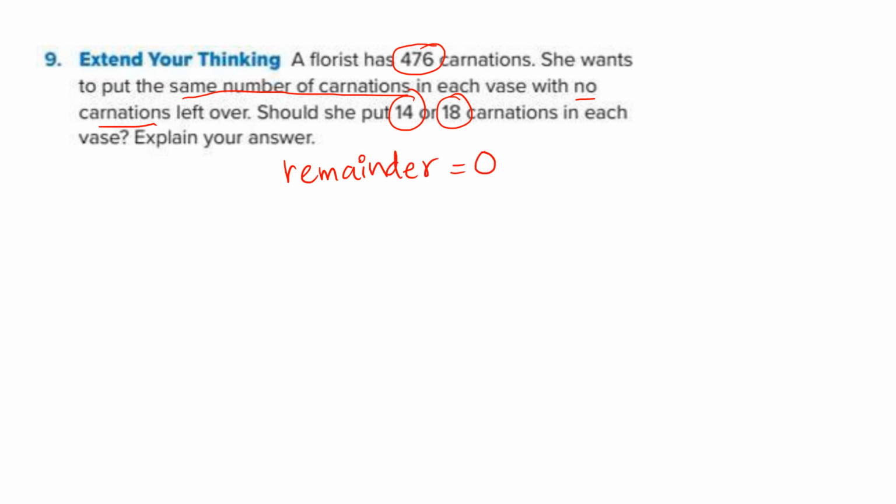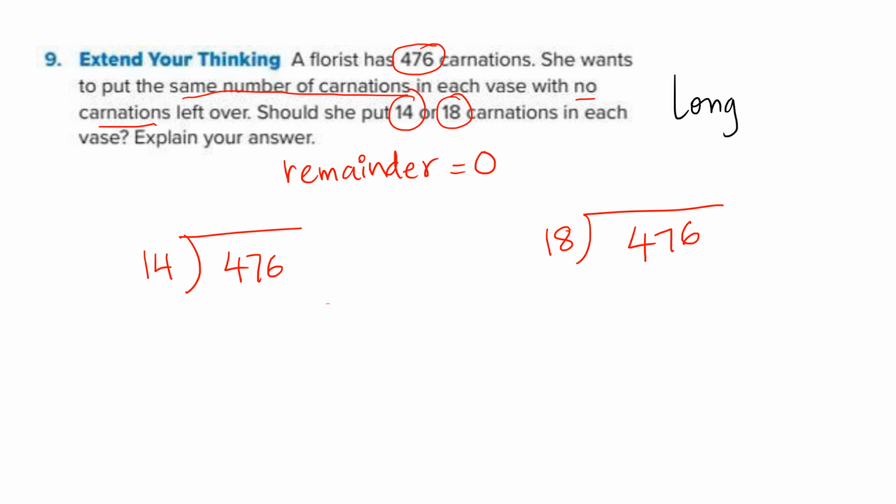So we have to check that this number 476, the number of flowers, when I start dividing, I divide the flowers. One group she put 14, another group she put 18. In which one will you get remainder 0? So even though this is a question on long division, we are doing the division 2 times. The correct answer will be the one in which the remainder will come out to be 0, so that after you put the flower in the vase, no flower is left.